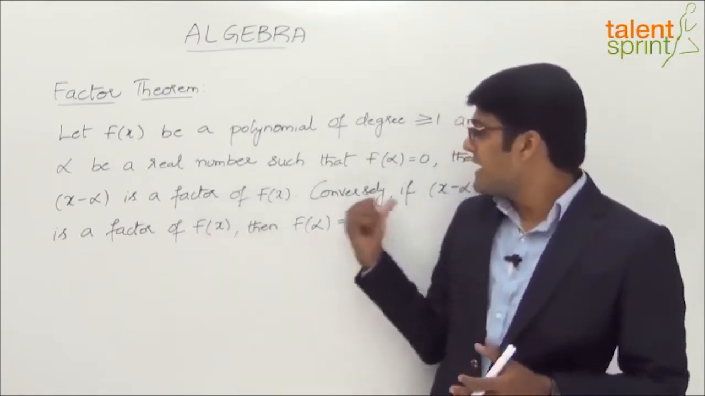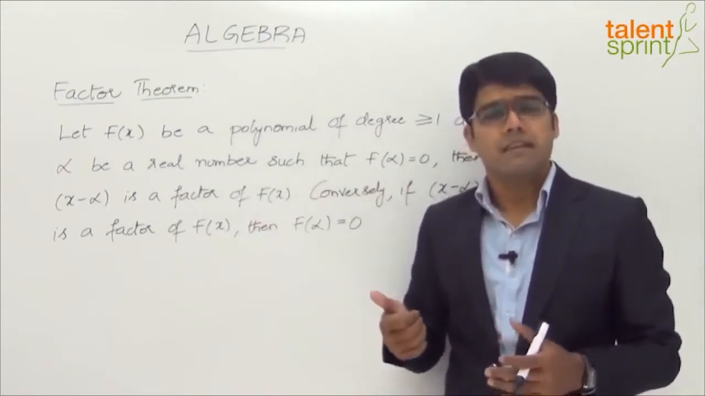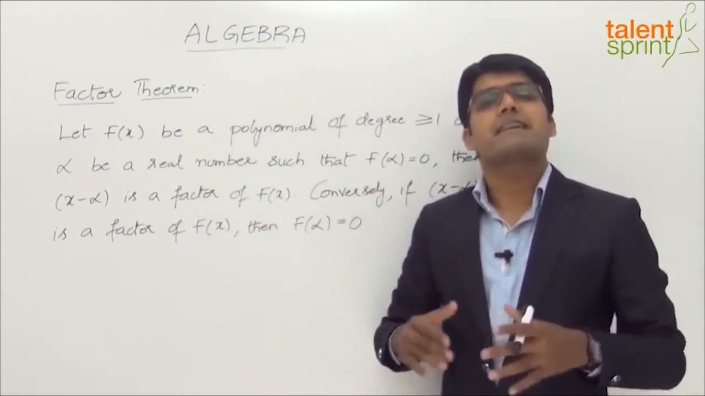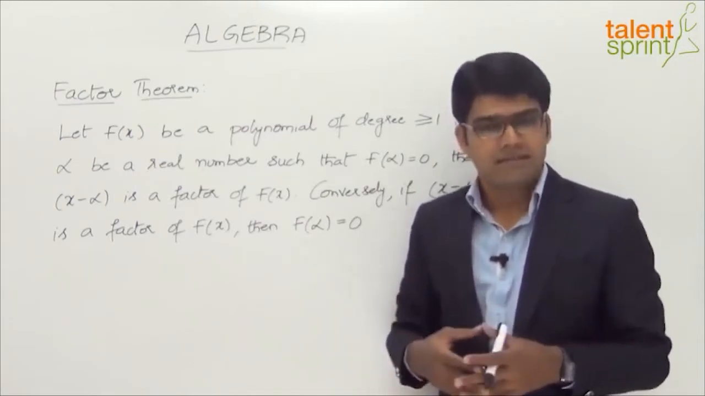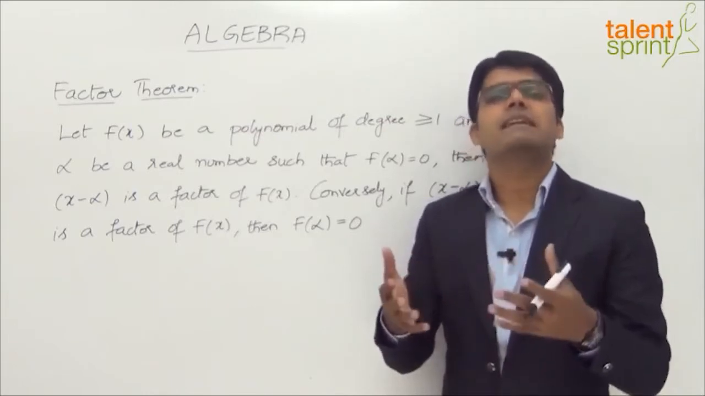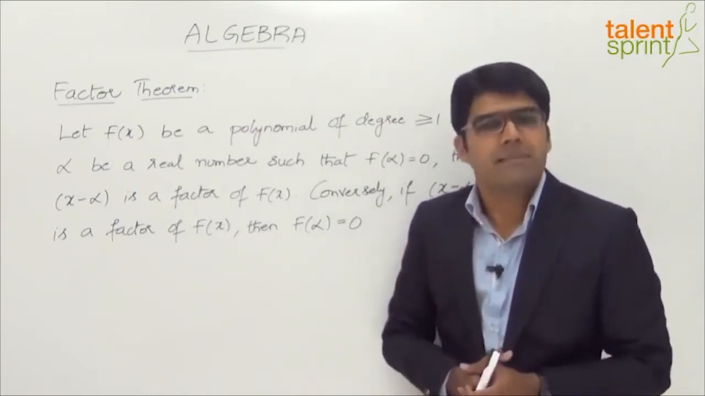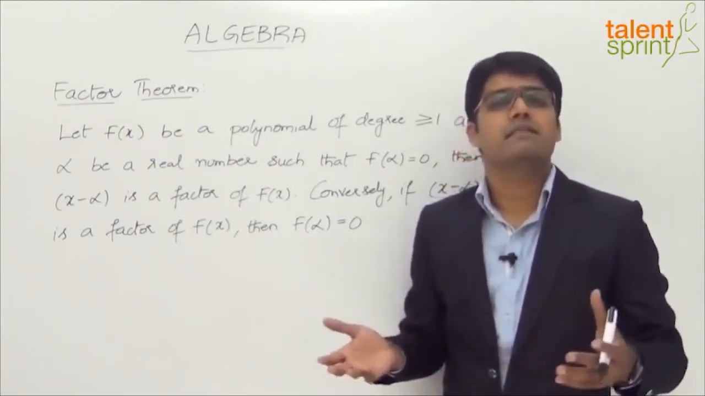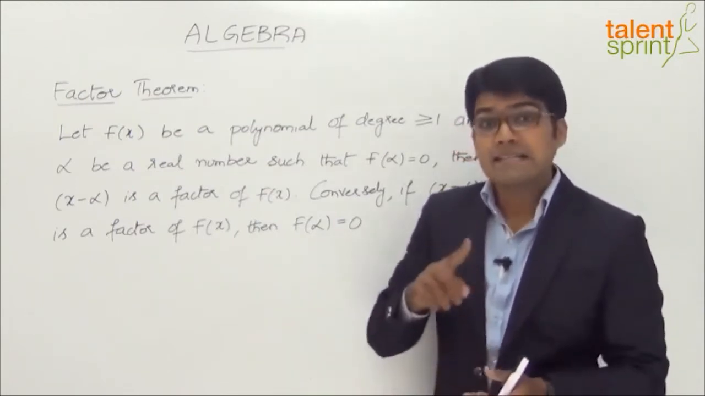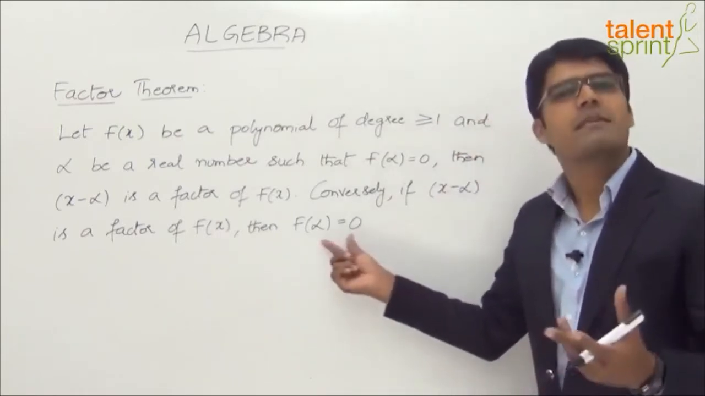Here, since x minus alpha is a factor of f of x, what do you mean by factor of f of x? It means it divides f of x completely. There is no remainder. X minus alpha is a factor of f of x, which means f of x is completely divisible by x minus alpha. When it is completely divisible, there won't be any remainder. That is the reason the remainder f of alpha will be equal to 0.